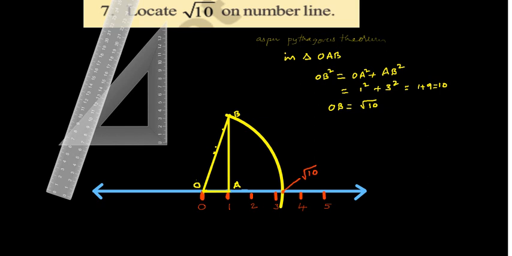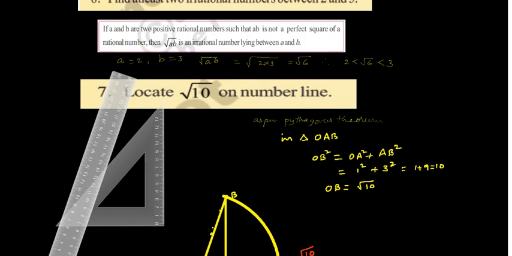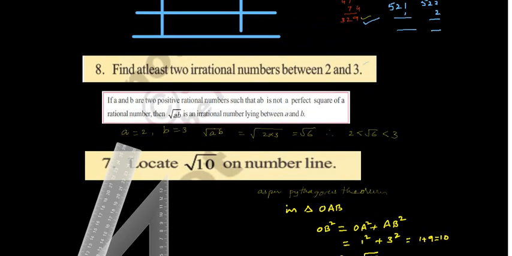Now we move to the next question, that is the 8th question. Look there, what you observe on the screen. Find at least two irrational numbers between 2 and 3. Already we have done it in a previous video. You may look once again. Now here you take A is 2, B is 3, then you find root AB, that equals root of 2 into 3, then what you get? Root 6.